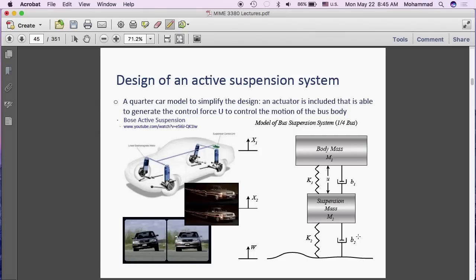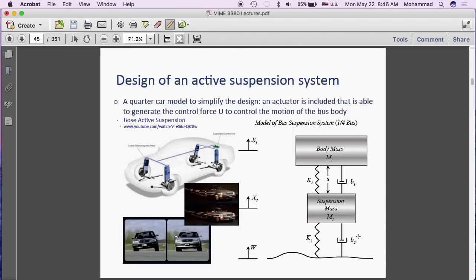And this is an interesting problem. The concept of active suspension has been fascinating us for probably as long as we have had any suspension in cars. So the question is, can we really counter any motion that comes from the road or any reaction that is caused by maneuvers of the car?